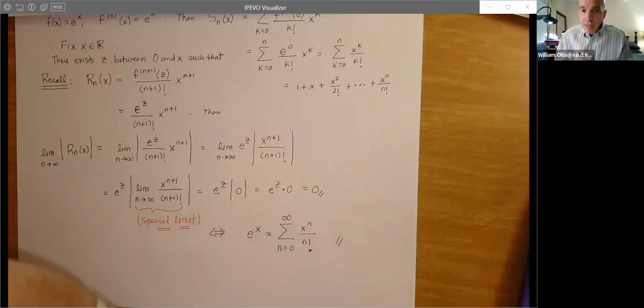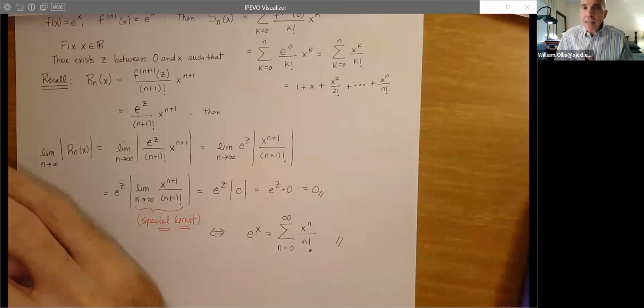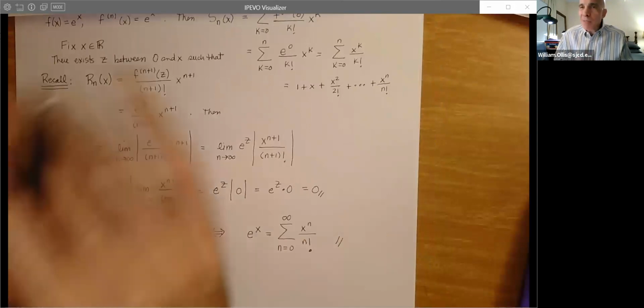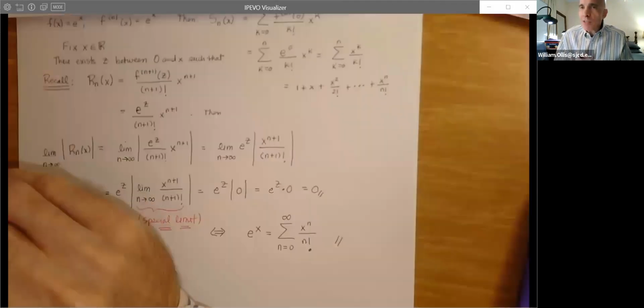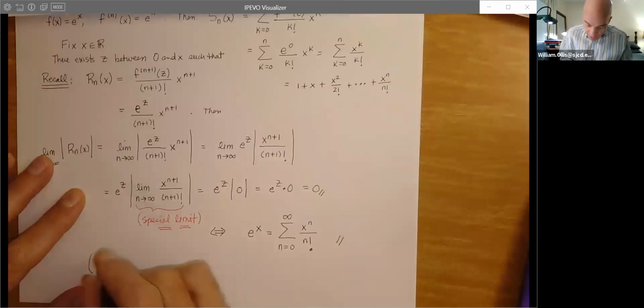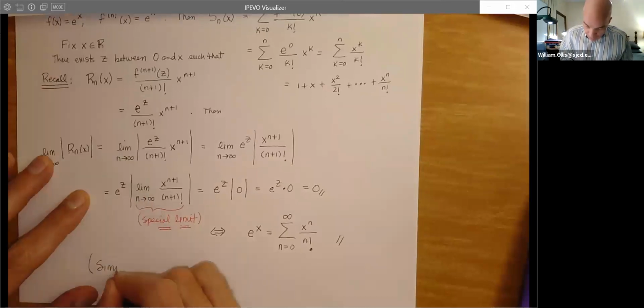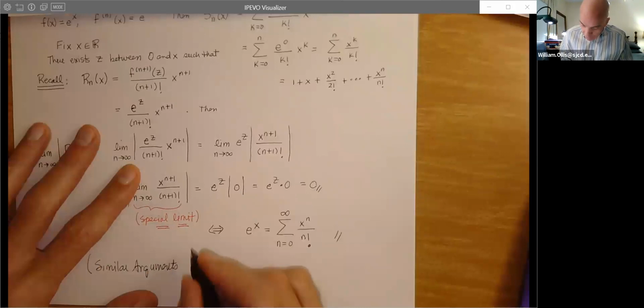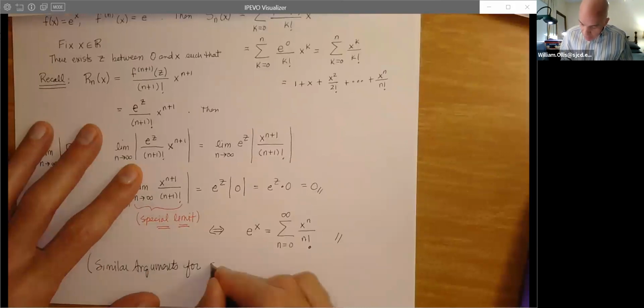So the idea here is that once we put this to rest, we don't worry about it, and you can do the same for sine and cosine. So I'll just say similar arguments for sine x, cosine x.